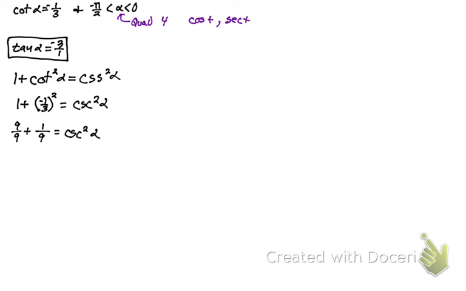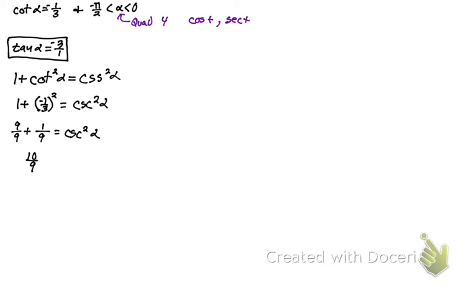Any questions so far? Really, this is just plug and chug. That's why you just do it for a day. It's just plug something in and chug your way out to get your solution. All right, so now we have 9 plus 1 over 9, which is going to be 10 over 9.